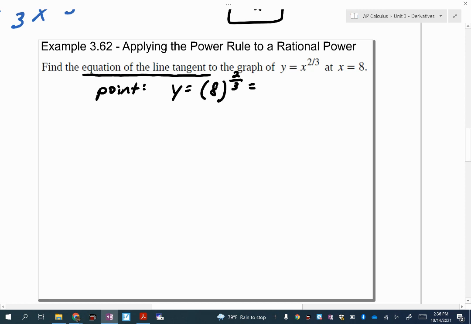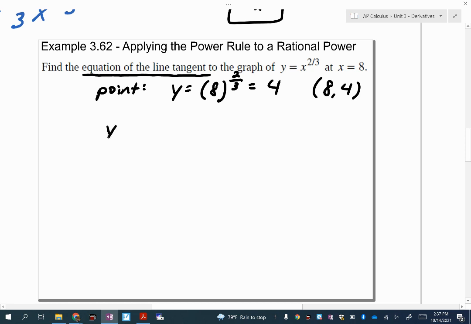You could type this into Desmos, or I know that the way to do this is to do the cube root of 8, right? The denominator is the index of the radical. So the cube root of 8 is 2. 2 squared is 4, so my point is (8, 4).